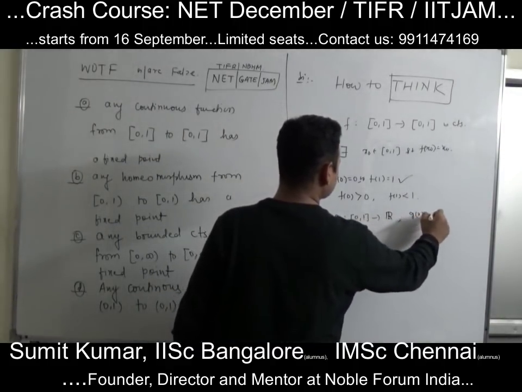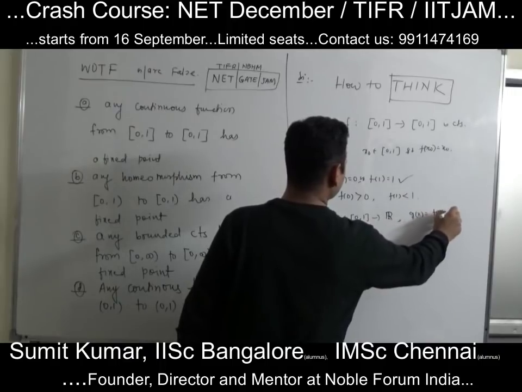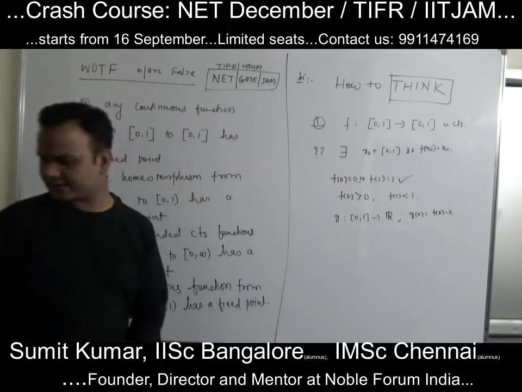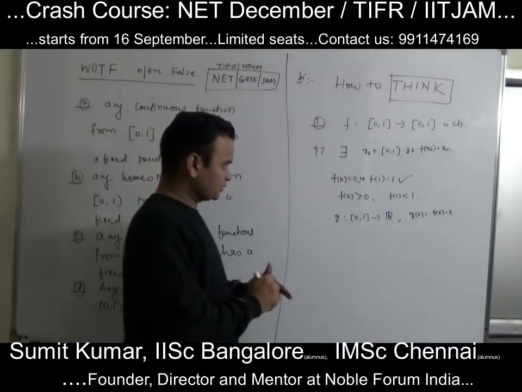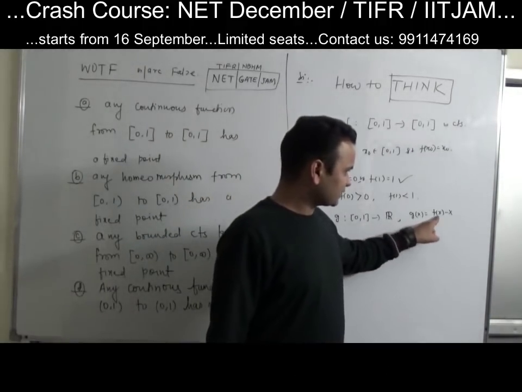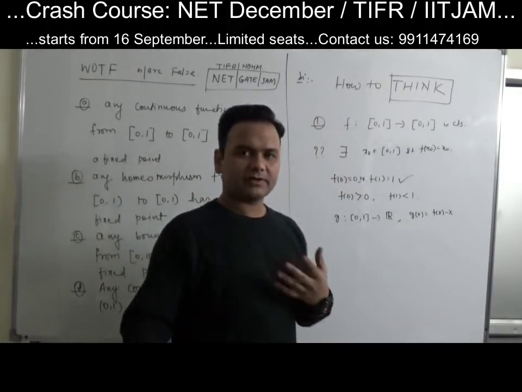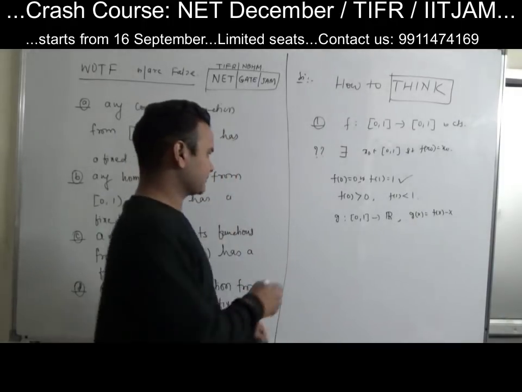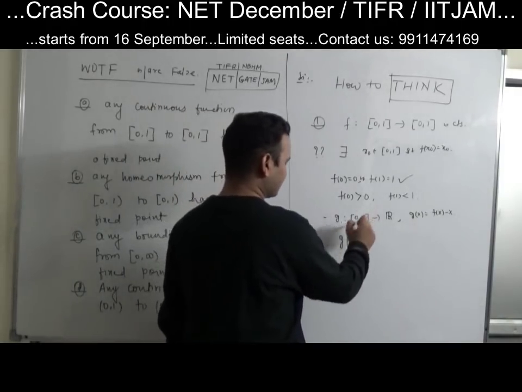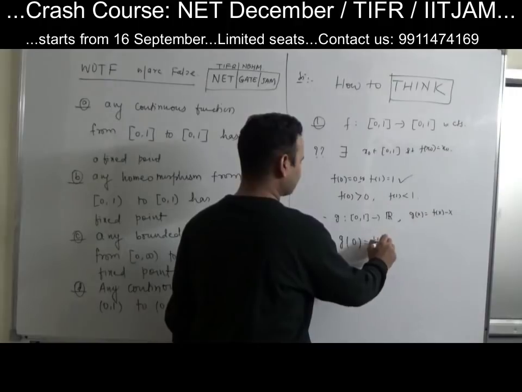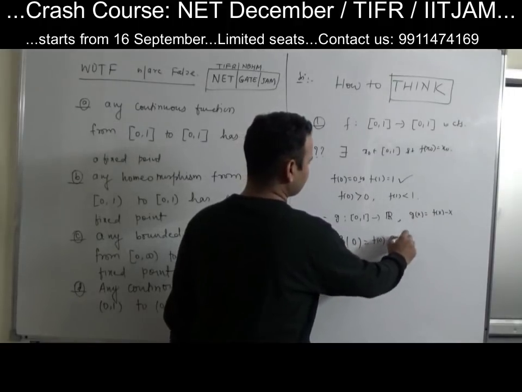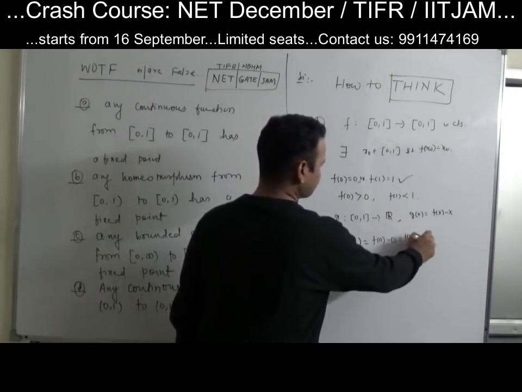Okay, what is g(x)? g(x) is nothing but f(x) minus x. Define this function. This is continuous, this is continuous, so the difference of two continuous functions is continuous. And g(0) is equal to f(0) minus 0, and f(0) is positive.